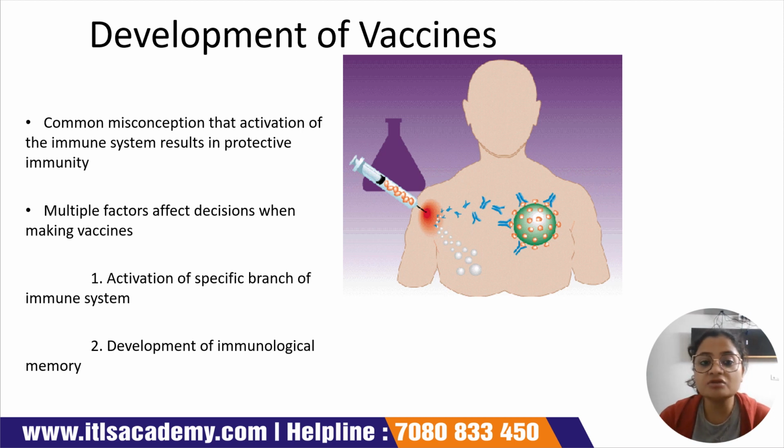If as a result of vaccination the memory cells are not formed inside the body, then the vaccination will be of no use, because when the person actually contracts the disease, if the memory cells are not there to remind the immune system that you have antibodies against this pathogen already, then the vaccination has failed, isn't it? So these are the two most important aspects when we are talking about developing a vaccine.